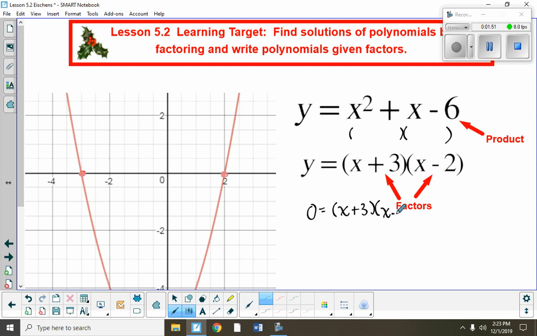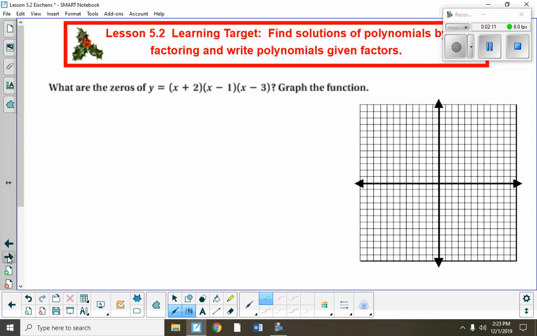And then we would set each factor equal to 0 using the zero product property. If we solve that, x would equal negative 3. Set x minus 2 equal to 0, x equals 2. And those are your x-intercepts, and we would call those the solutions. So we can use solutions, or the zeros, which is another word for solutions, to graph.